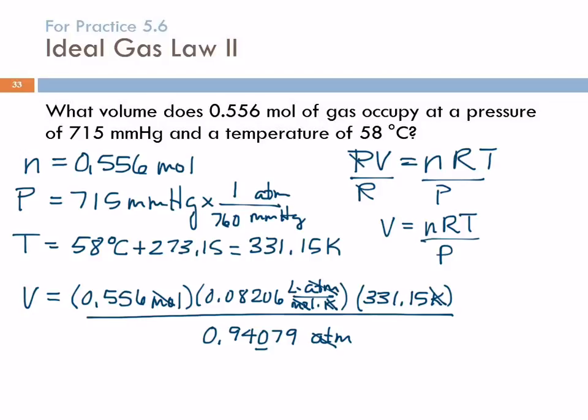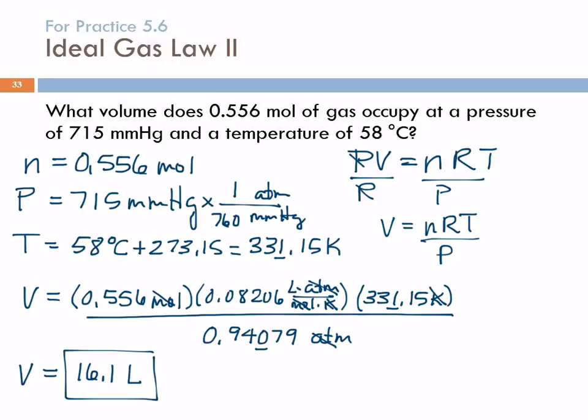0.556 times 0.08206 times 331.15 divided by 0.94079. I forgot to keep track of sig figs on my temperature. This is my final answer, so I can round this. I should have 3 significant figures, and I'm going to get 16.1 liters.